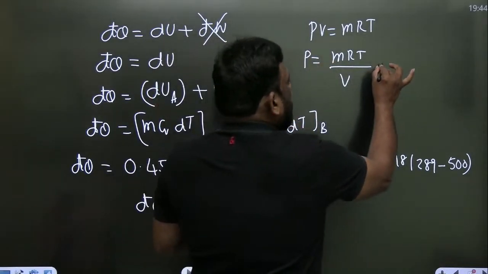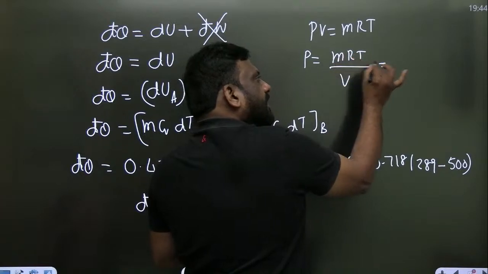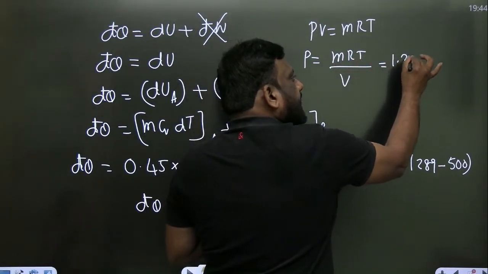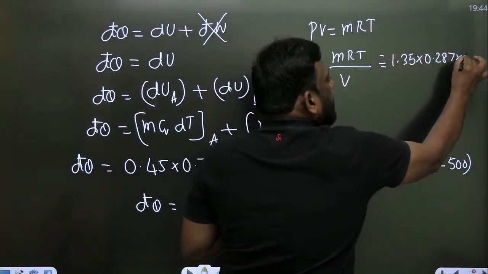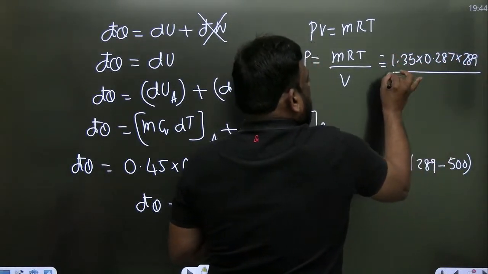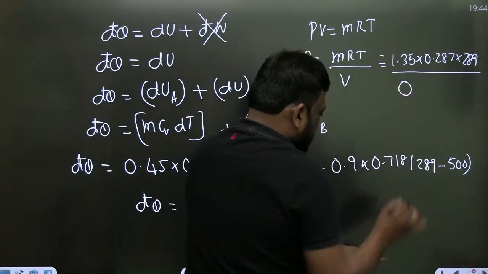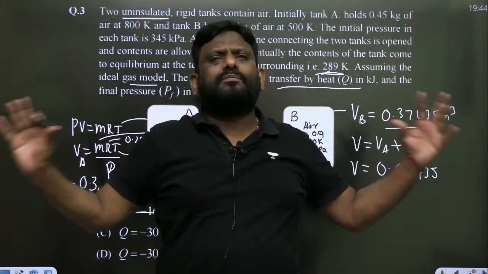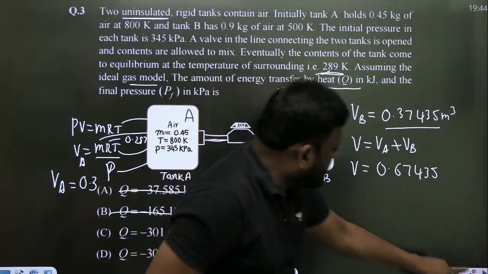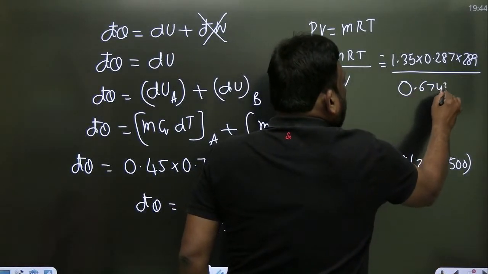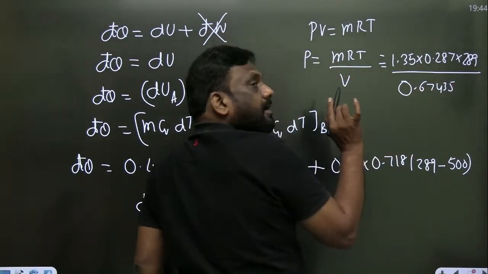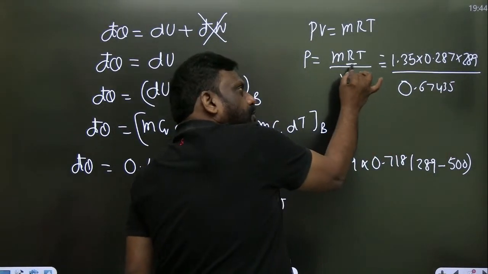So let us calculate. 0.45 plus 0.9 is 1.35. For air, R is 0.287. And what is the temperature? Final is 289, divided by volume. Final volume means total volume, after everything mixes into equilibrium. It is 0.67435. And this pressure will be in kilopascal, why? Because R is in kilojoule per kg Kelvin.